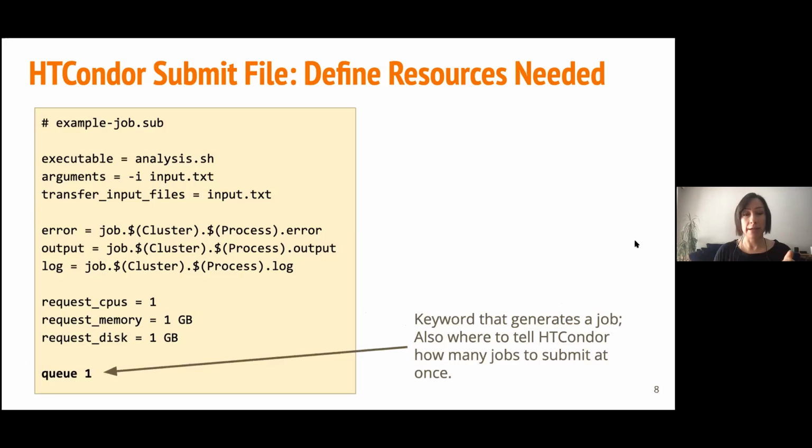And this last line here in the submit file is a keyword that generates a job. In this particular case, the way that this queue statement is set up, it will submit one job, but there are other options that we're going to look at in a moment that enable you via this queue statement to submit multiple jobs, all with a single submit file.